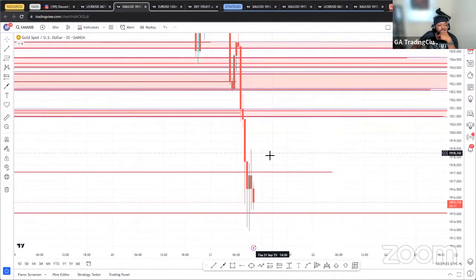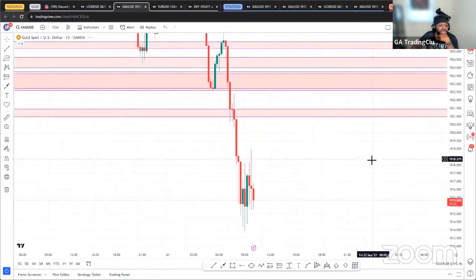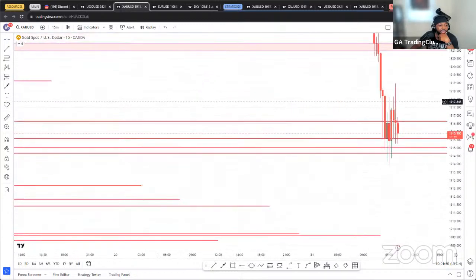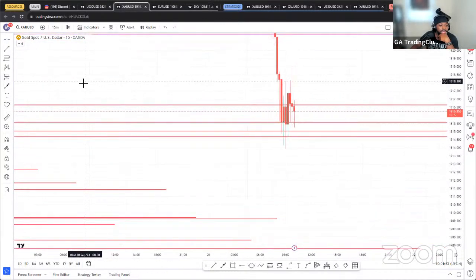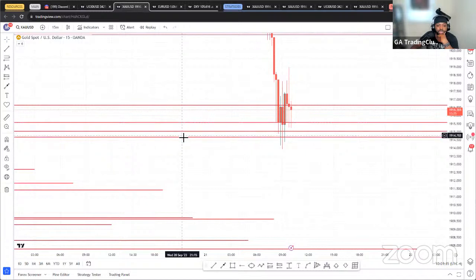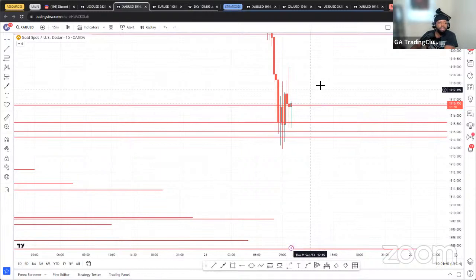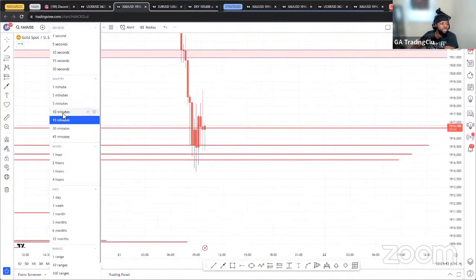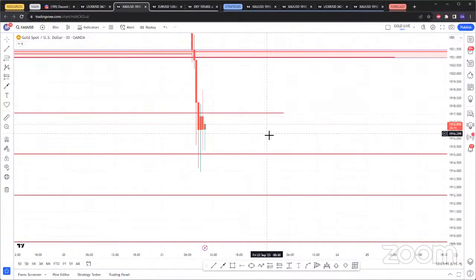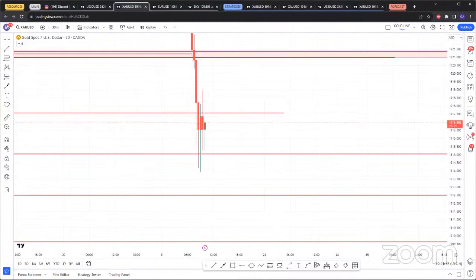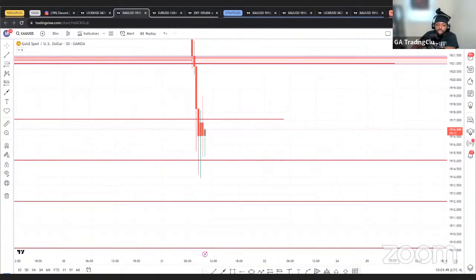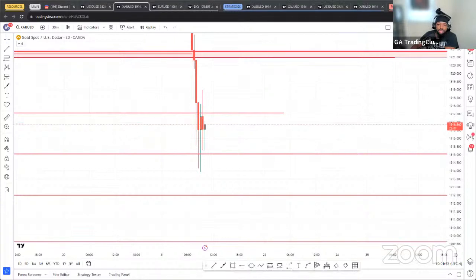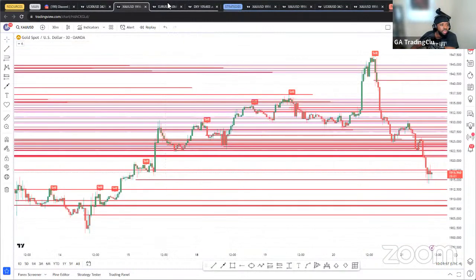Here there was a break continuation, but gold is just going, so I don't even see any entry. We have a 15-minute triple SAR down here. The top one is 1915, 1914.7. Yeah, nope. So I don't see anything on gold, nothing really there.